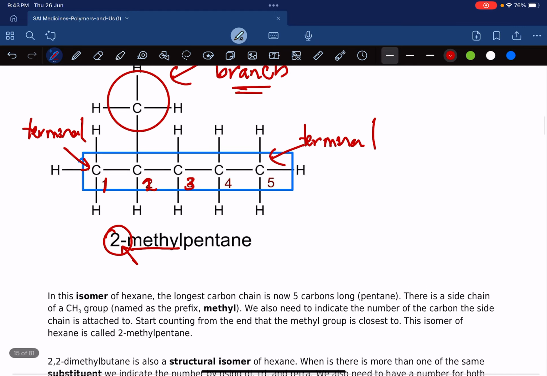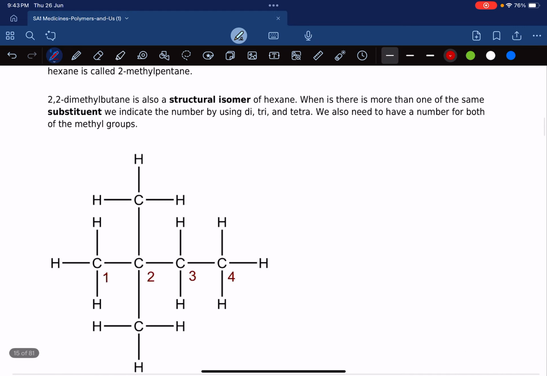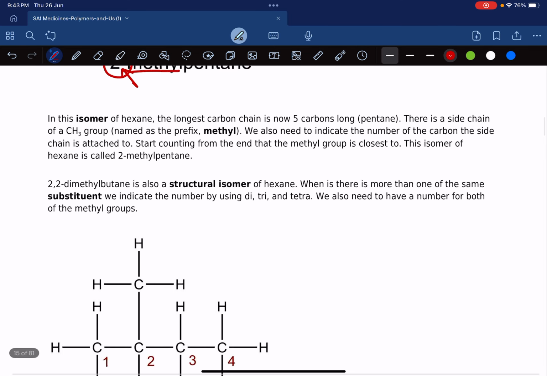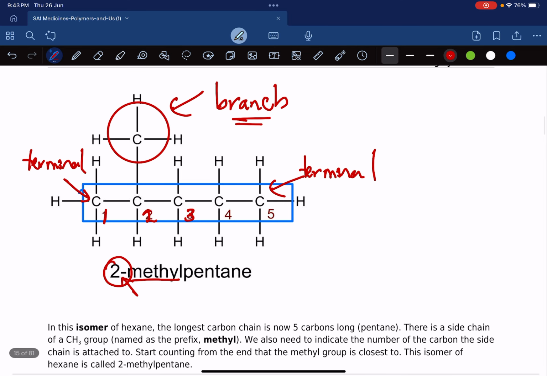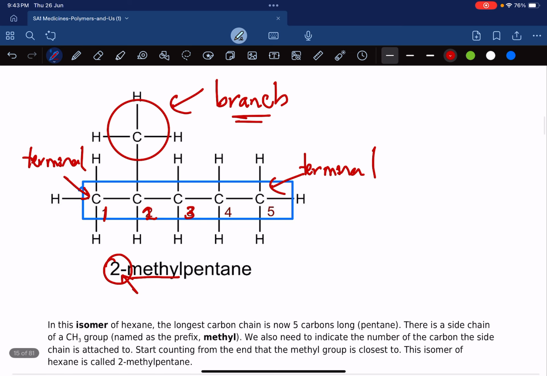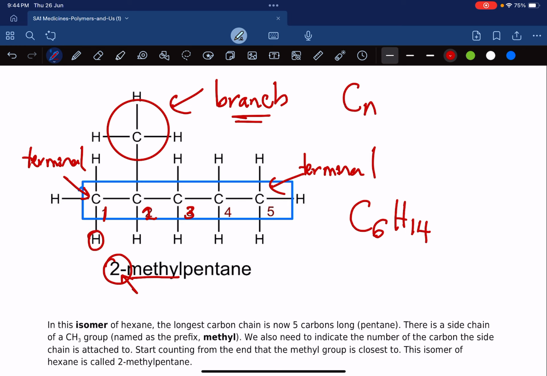Now we also can come up with the same thing. If you notice here, how many carbons were there all together? 1, 2, 3, 4, 5, 6, 6 carbons, right? So if I write the molecular formula, it's going to be C6H14. You can count this out, or you can use this formula CnH2n plus 2. This is for alkane, so C6, H2 times 6 plus 2, you get 14.